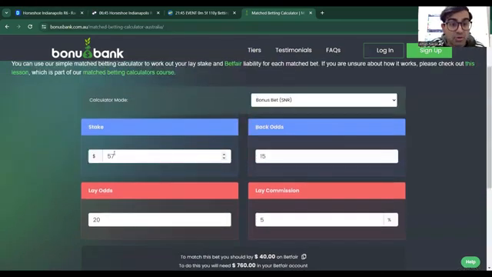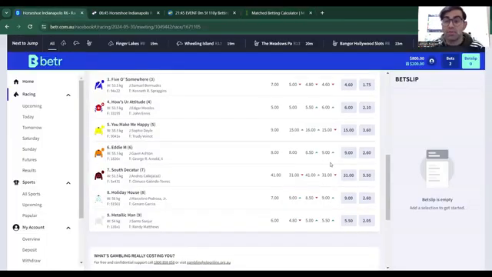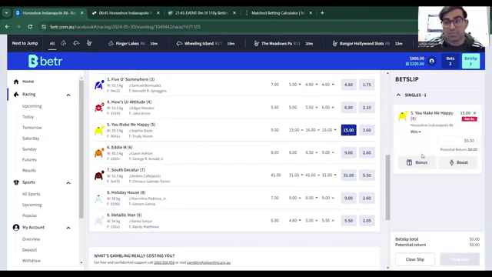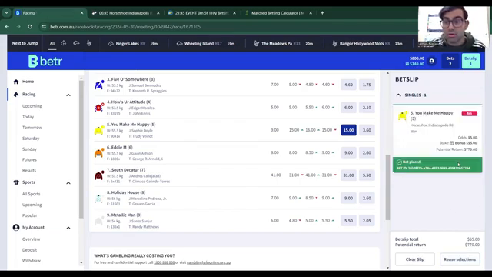I can place a bonus bet for 57. Of course, I would not be doing it for 57 because it looks a bit suspicious to the bookmaker. I'll do it for like 55. And after that, you should be done and you should have flipped a bonus bet on the horses.